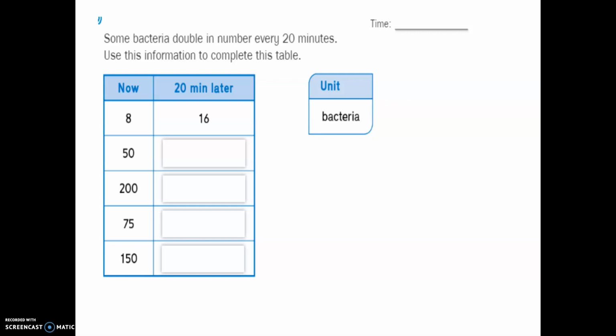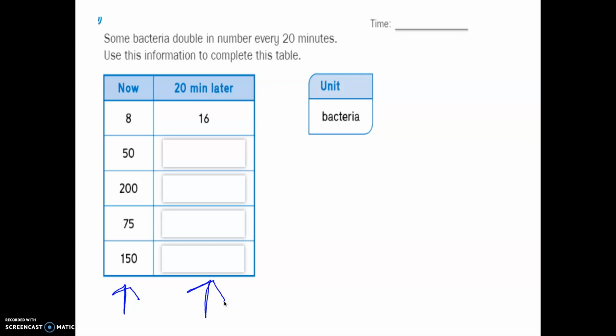So 50. If it doubles in 20 minutes, what is 50 doubled? What is 200 doubled? What is 75 doubled? What is 150 doubled? Okay, well, first you have to think about what your rule is. What's my rule? It helps us determine how to figure out the answer. We've got some different columns here, and we've got our 20 minutes later.